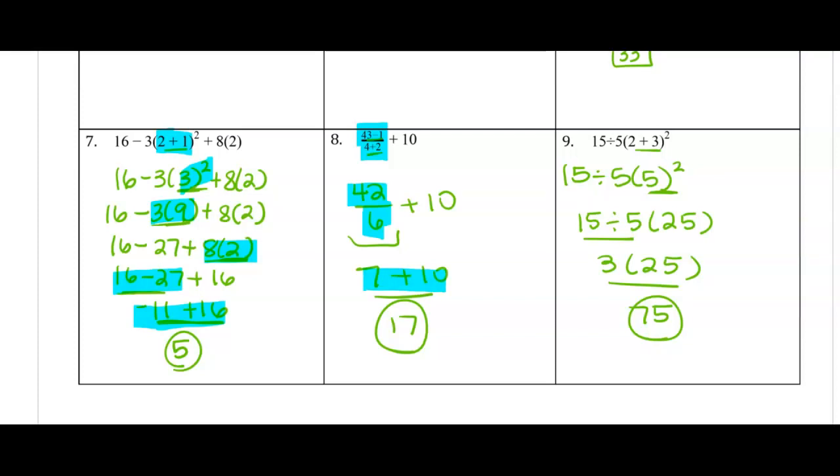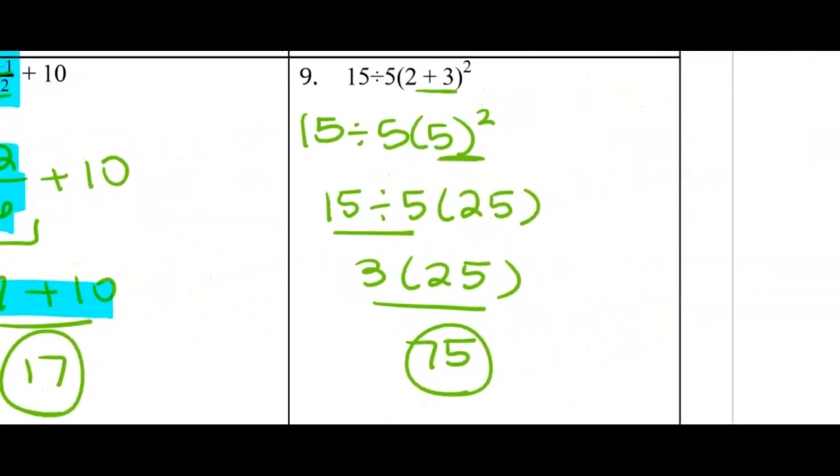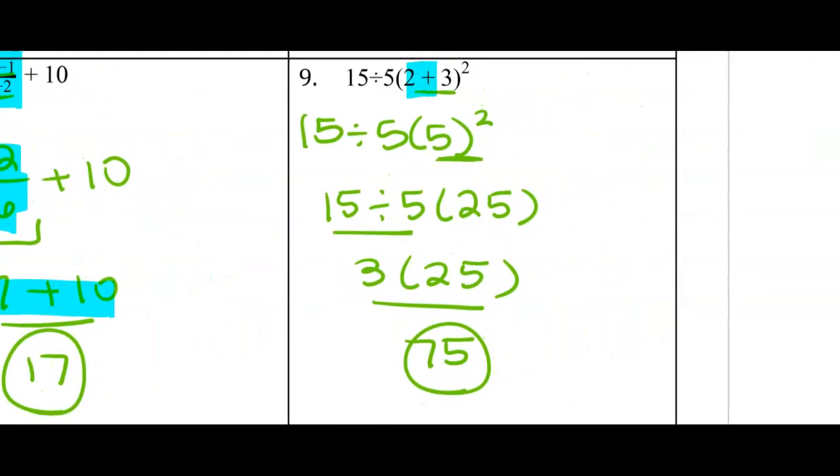Number 9 is one of the trickier ones. I'm going to zoom in on this one real fast. So you want to start with the grouping symbols of 2 plus 3 to get 5. But then you need to do your exponent because it's the next thing in the list. Remember, it starts at grouping symbols, then goes to exponents, then multiplying and dividing, and then adding and subtracting. So since I start with the grouping symbols, then the next piece is the exponent. So I need to do that 5 squared to get 25.